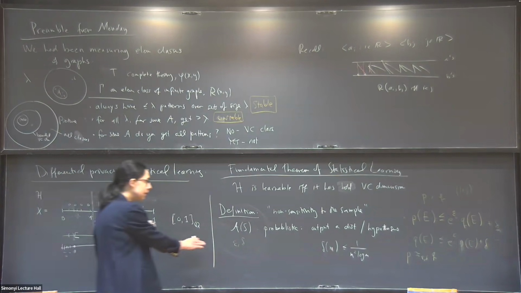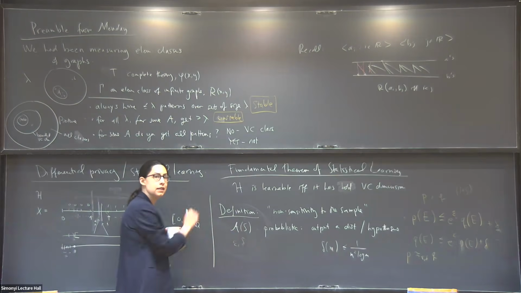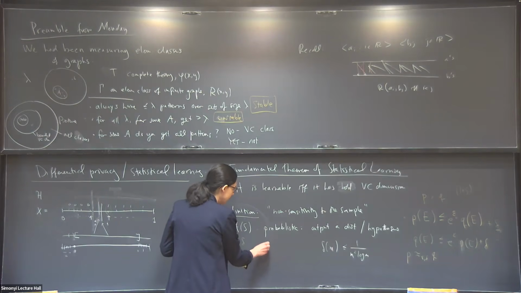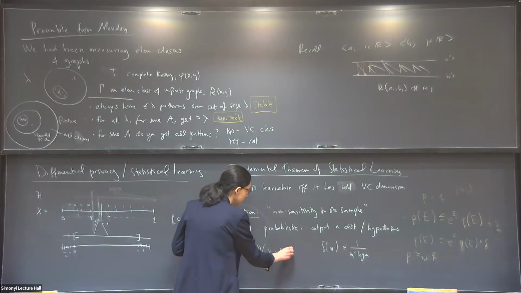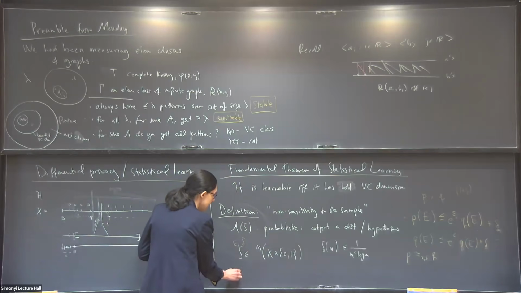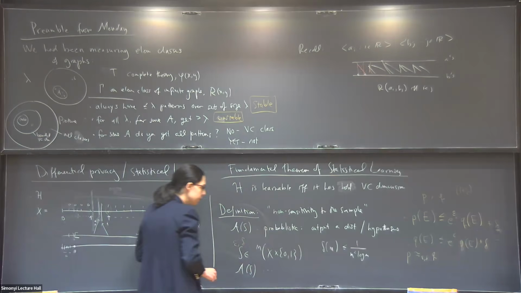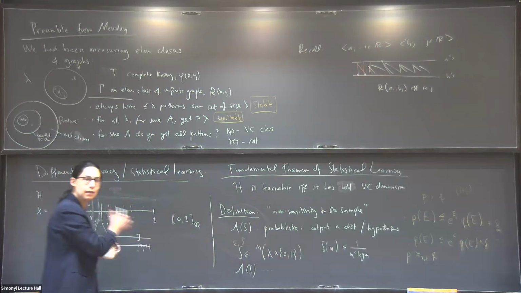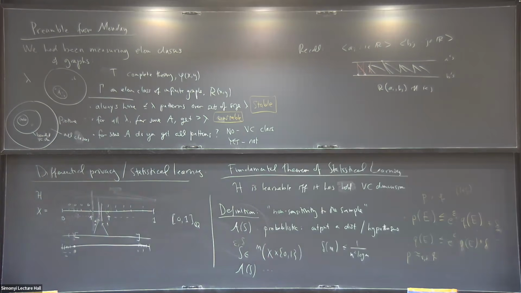Your algorithm has to be defined on any possible sample. Your condition is saying that no matter what set of n tuples from x cross 0, 1 you give me, I produce some distribution of hypotheses, and if you change one of them, that could mean you change the value of x, the label, or both, then the output can't really change its mind on any measurable subset of hypotheses. In our case, all subsets, because we're taking the discrete sigma algebra.